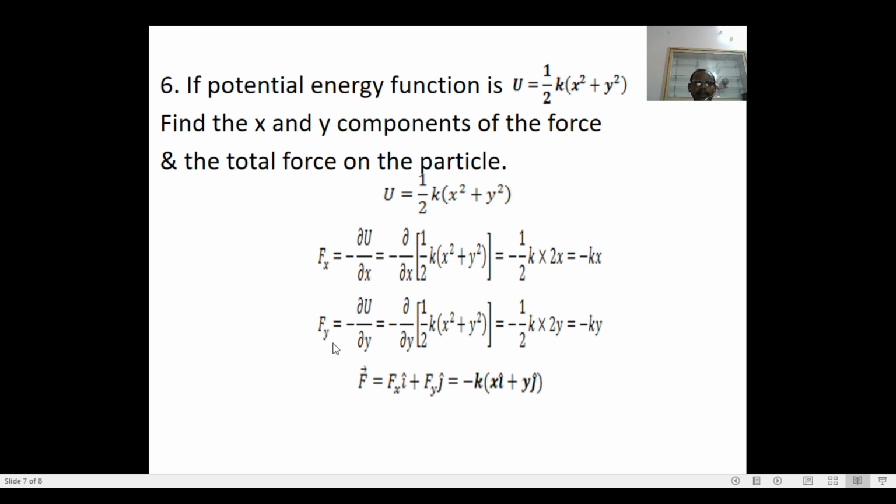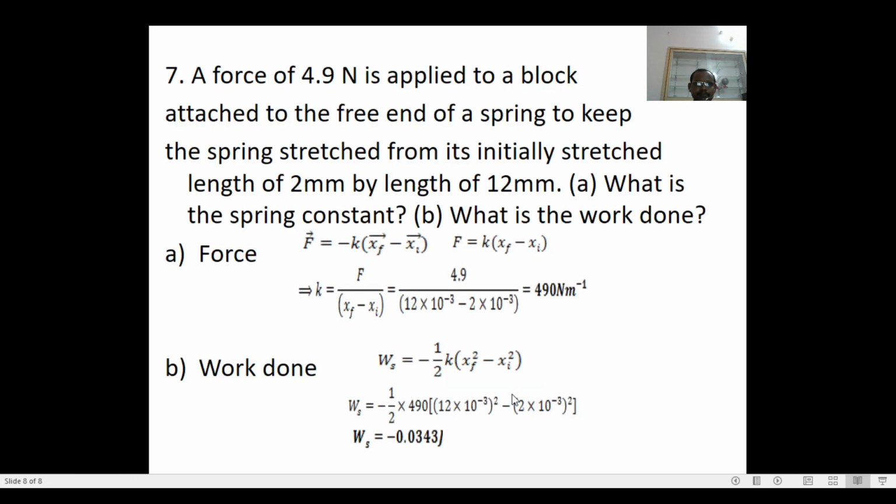Similarly y component of force is minus ∂U by ∂y, which is equal to minus ∂ by ∂y into half k into x square plus y square. Here minus half k is constant, pull it outside. Differentiation of x square with respect to y is 0. Differentiation of y square is 2y. 2 cancels with each other, which is equal to minus ky. Now total force vector is equal to x component of the force into i cap plus y component of the force into j cap, which is equal to minus k into x i cap plus y j cap.